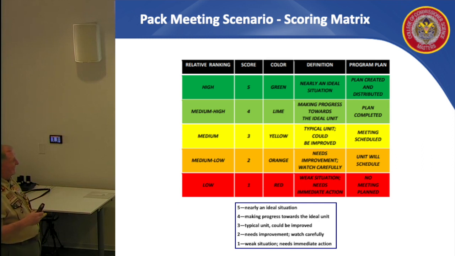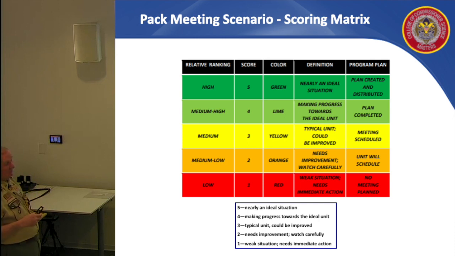Now, the definitions for them are: nearly an ideal situation, making progress towards the unit; typical unit, could improve; needs improvement, watch carefully; and weak situations that need immediate action. These are definitions that are part of the matrix. And then we get to the program plan. You plan, you create, and then you distribute. You complete the plan as you've made it.